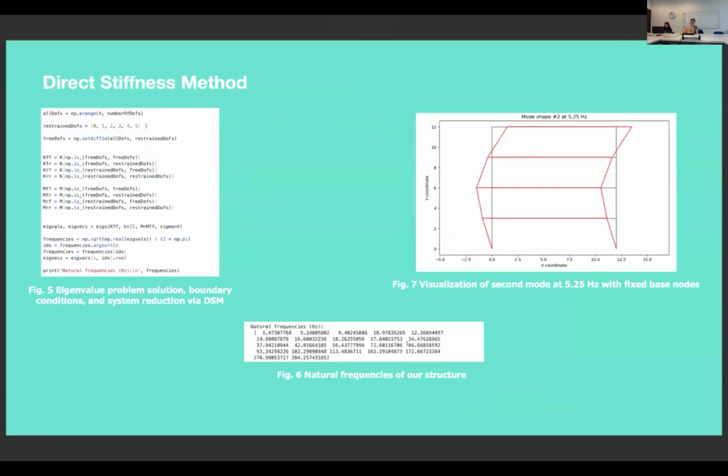So the direct stiffness method is also a tool used in civil engineering, in structural engineering, to model complex systems via finite elements. The principle is to build local matrices and then assemble them in a global coordinate system and apply boundary conditions.